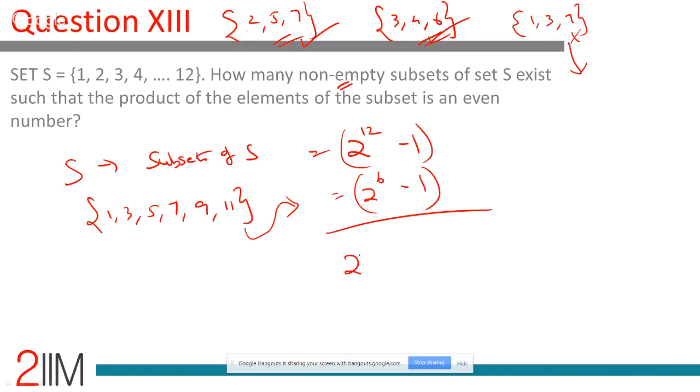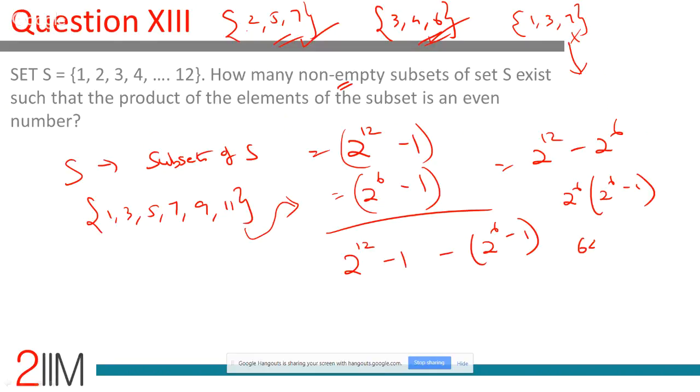The product should be even. So 2 power 12 minus 1, minus 2 power 6 minus 1. That's 2 power 12 minus 2 power 6. 2 power 6 into 2 power 6 minus 1. 64 into 63. Whatever that answer.